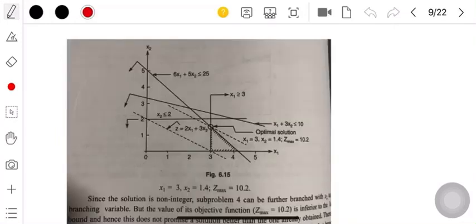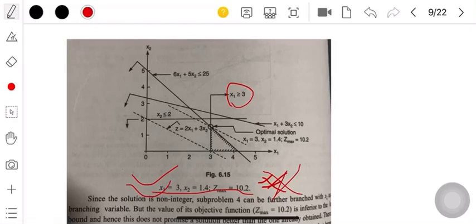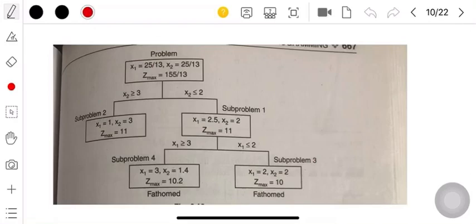Moving to the next. When x1 equals 3 and x2 equals 1.4, then the value of z max is, here we have considered x1 greater than or equal to 3, and we are getting this solution. Again the value of the objective function is less than 11, which means this is also not the solution. So there is not much concern to discuss. We will not consider this because the value is less than 11.